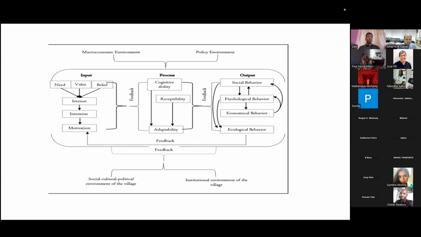It's a human system. The input is needs, values, beliefs, interests, intentions, and motivations, and how they impact cognitive ability, receptivity, and adaptability is the process, and that leads to an output called social behavior, psychological behavior, economic behavior, and ecological behavior. And there is feedback. The output is providing feedback, and the process continues. And there are the sociocultural and political environment of the villages, the institutional environment of the villages, the policy environment, and the macroeconomic environment. All are getting influenced or influencing in some way.